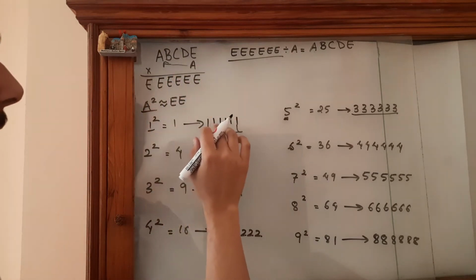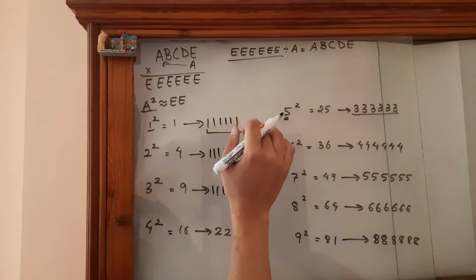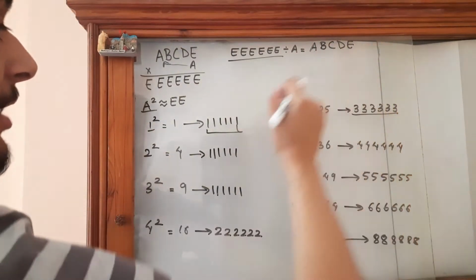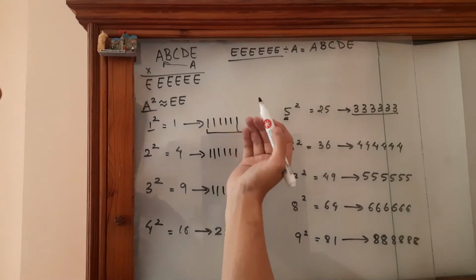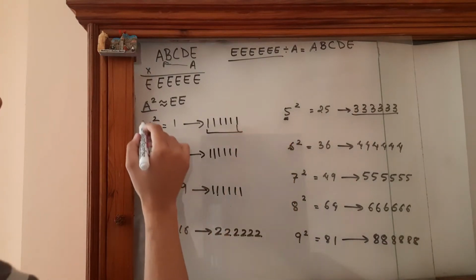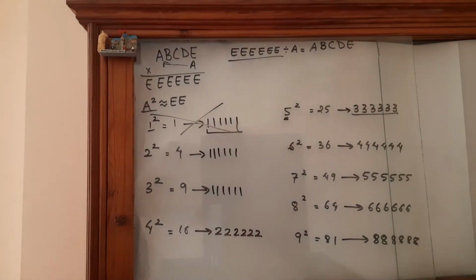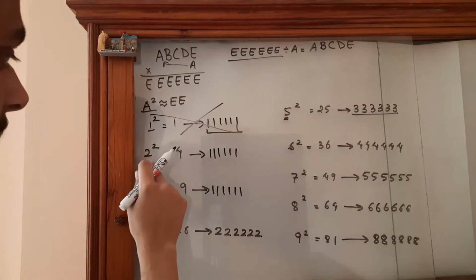So if 1, 1, 1, 1, 1, 1 is divided by 1, we are not going to get different numbers. We are going to get the same thing. Anything divided by 1 is the same thing. So this option is certainly cancelled out. Now let's go for this case.